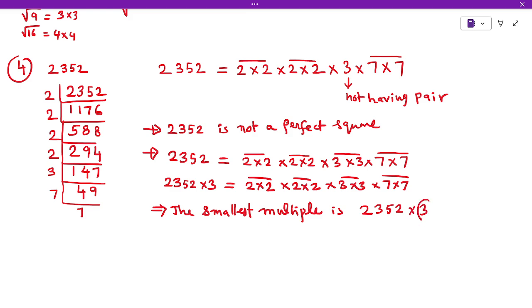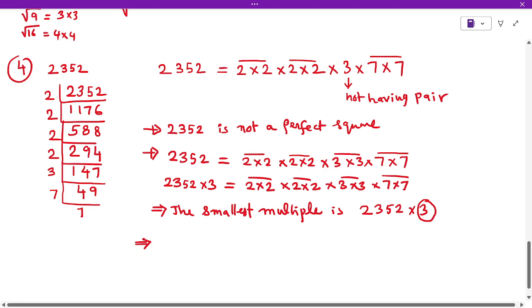So basically this is the number. If I multiply by 3, then this number will become a perfect square. So let me write down the final number. This is a new number, right? So 2352 into 3.